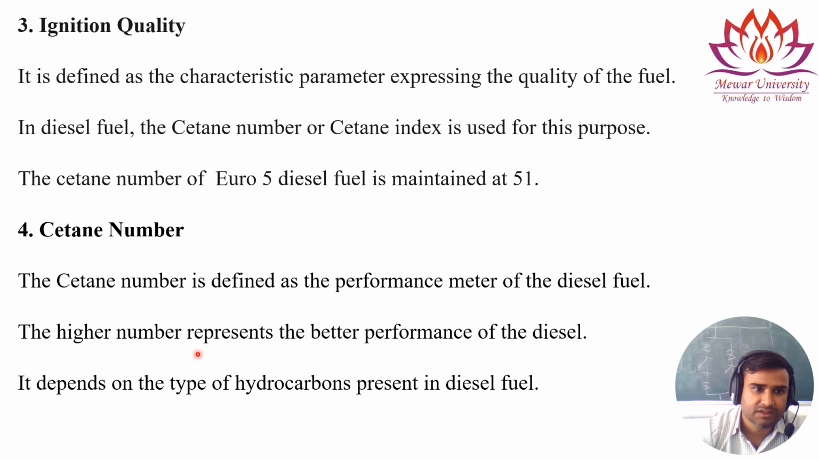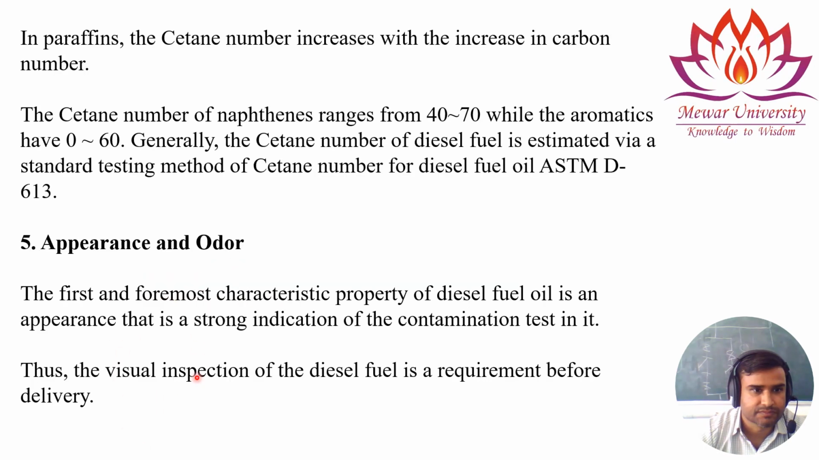A higher number represents better performance of the diesel, and it depends upon the type of hydrocarbon present in the diesel. Which type of hydrocarbon do we have? With more aromatics, we have a lower cetane number. If the percentage of aromatics is low, the cetane number is high, and engine performance is good. In paraffins, the cetane number increases with increase in carbon number. The cetane number of naphthenes ranges from 40 to 70, while aromatics have 0 to 60.